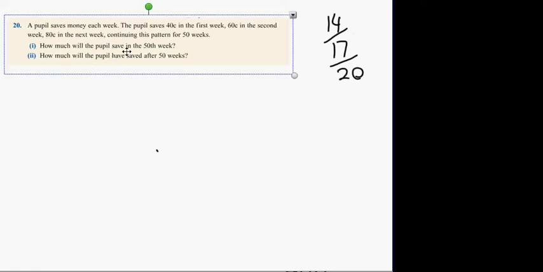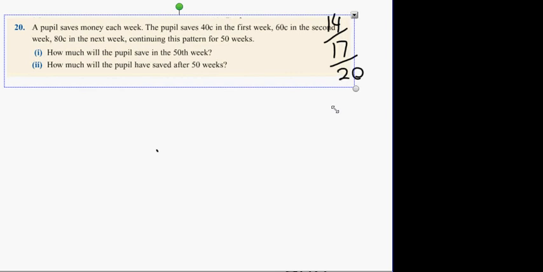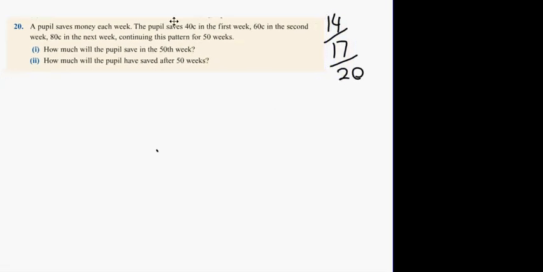Okay. A pupil saves money each week. The pupil saves 40 cents in the first week, 60 cents in the second week, 80 cents in the next week, and continuing the pattern for 50 weeks. How much will the pupil save in the 50th week? So what we're describing here is a sequence or a series, 40, 60, 80, all the way up to 50 weeks. We have to find out how much they will save in that week alone, which is T50.